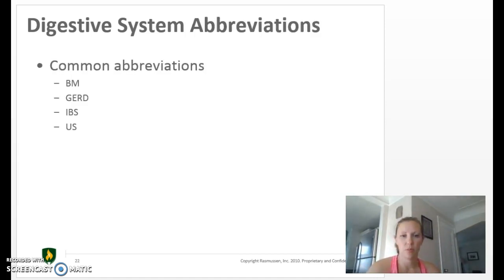Only 4 abbreviations this week. We've got BM for bowel movement. GERD is gastroesophageal reflux disorder or disease. The D can mean either one. IBS is irritable bowel syndrome, and US is ultrasound. And you probably know this already, but ultrasound is not specific to the digestive system. It can be used for a lot of different things. But we mention it here because it's used often to get an inside look at those digestive organs.